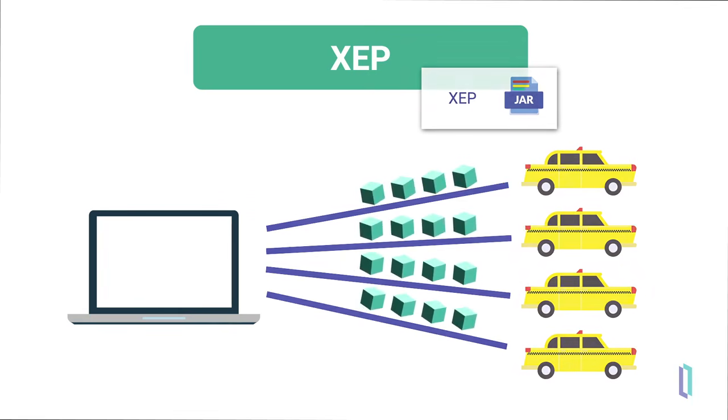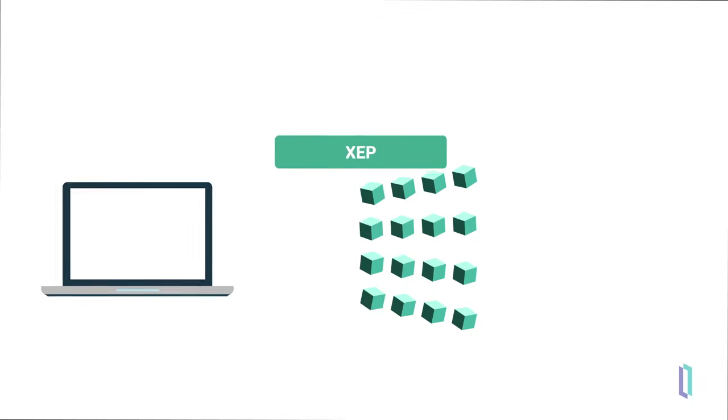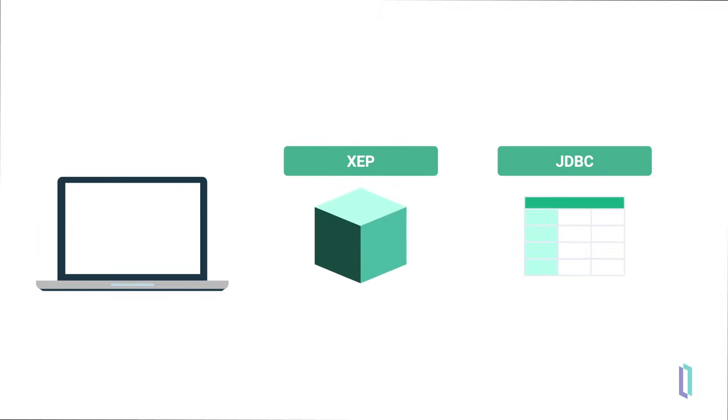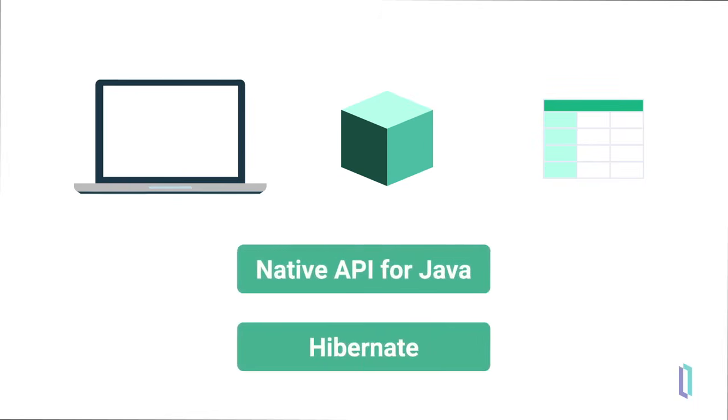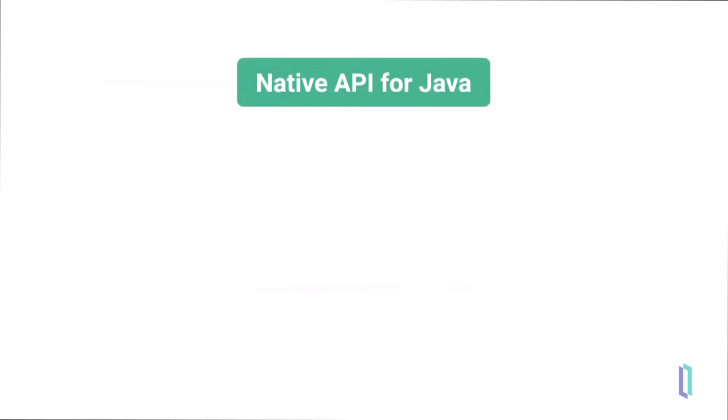It's entirely possible that your application only needs one of these APIs, or perhaps a combination of JDBC and XEP covers your relational and object-oriented requirements. Still, there are times when your application may benefit from using the remaining 2 APIs for Java in InterSystems IRIS as well. The native API for Java can be used to directly access the underlying data structures in InterSystems IRIS. These data structures are called globals.